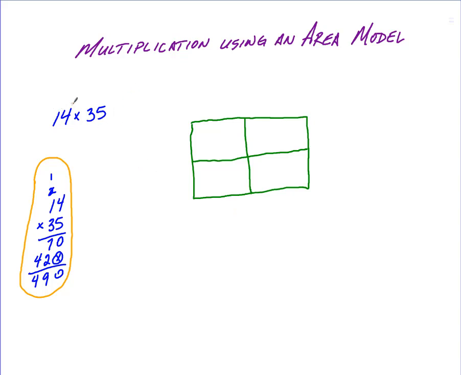So to do this problem, 14 times 35, we would build a rectangle that looks like this. And we would divide the top, or the columns, into 2 columns because we've got 2 parts. We've got 10 and 4 ones, 14. And we'd have 2 rows because we have 3 10s for 30 and then 5. We would then start multiplying these parts.